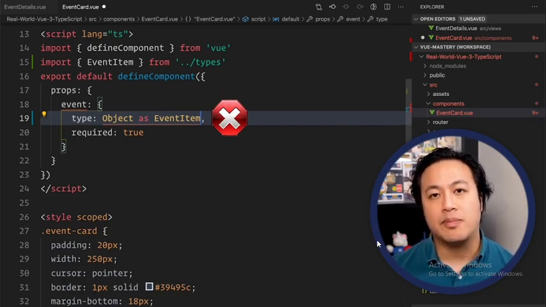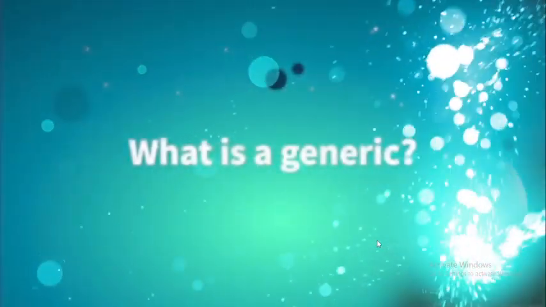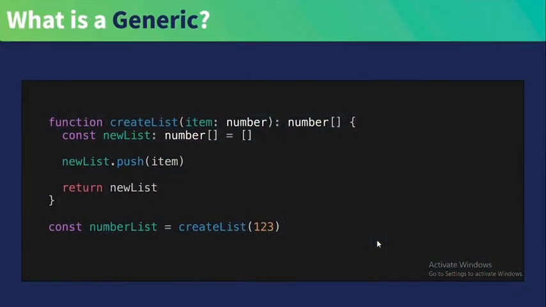So before we can learn how to properly define custom types in Vue, we need to learn about TypeScript generics. So what is a generic? At this point in time, we've learned how to type basic functions in TypeScript. Here we have our function createList, which takes a parameter of item, which is a type number, and returns an array of numbers. And finally, inside of the function, we define a constant that is an array of numbers where we push that new item on and then return the said list.